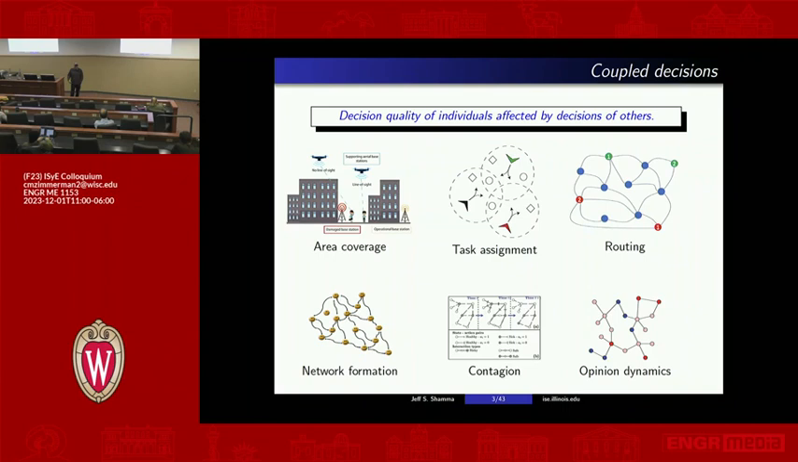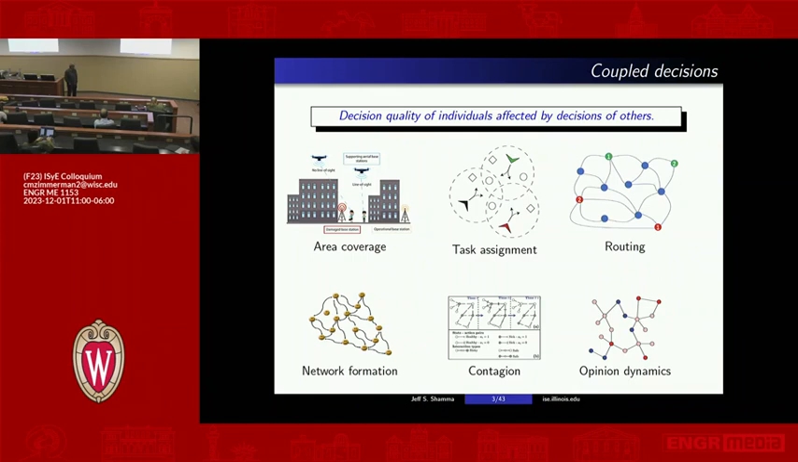In contagion, whether or not I'm going to get infected depends on my actions, whether or not I get a vaccine, but it also depends on the actions of others. Are people going to socialize when they're infected or not? Are they going to get vaccinations or not? Network formation, the benefits of forming friends. Well, it's not what you know, but who you know. It depends on what friends they have as well. And so my satisfaction with my network depends on the friendships that are elsewhere.